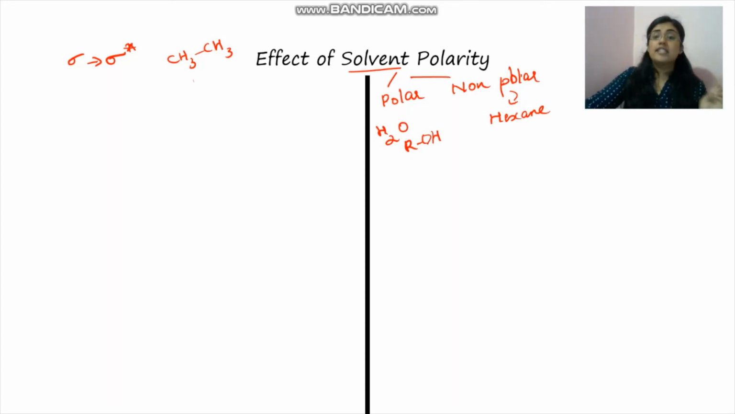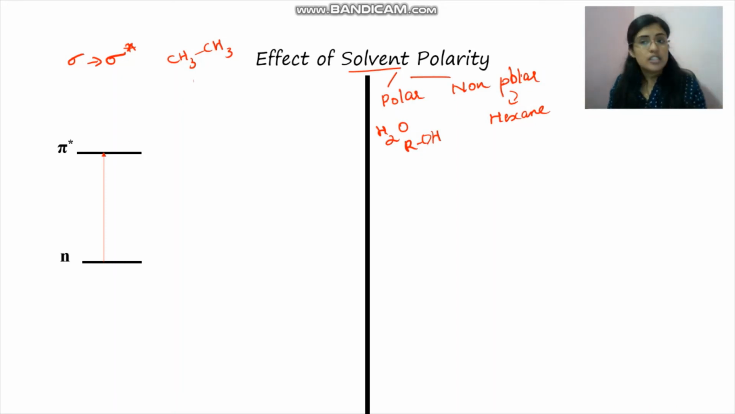So first let us consider how the n to pi star transition would vary with the increase in the solvent polarity. This is the normal case where we have the n to pi star transition. Now I'm increasing the polarity of the solvent by adding a polar solvent. Here I have my carbonyl group, C double bond O, and the oxygen has unpaired electrons. To this I add my water molecule, which is a polar solvent. Water would be HOH.